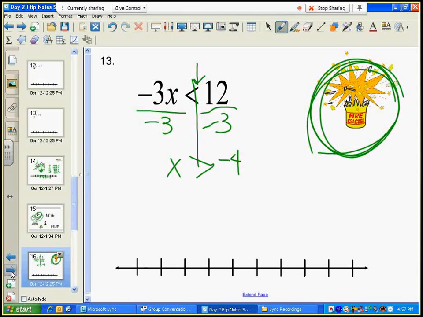Here we go. So I'll just graph it the same way. -5, -4, -3. I'm looking for all the values that are larger than -4. It's going to be open because it's just greater than. So all the values that are larger than -4 are on this side. You can see by who the arrow is pointing to, it's pointing to the smaller value. So -4 is a smaller value.